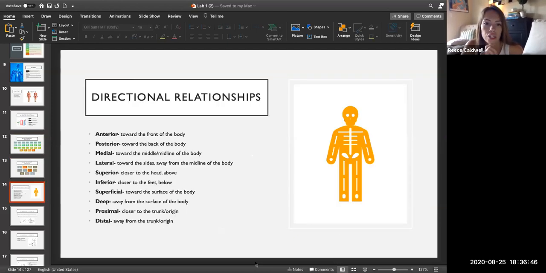Know your directional relationships, specifically anterior, posterior, medial, lateral, superior, inferior, superficial, and deep. So all of those except for proximal and distal. And again, these aren't hard terms. So I know I'm saying a lot of them, but once you study them one or two times, they make a lot of sense.